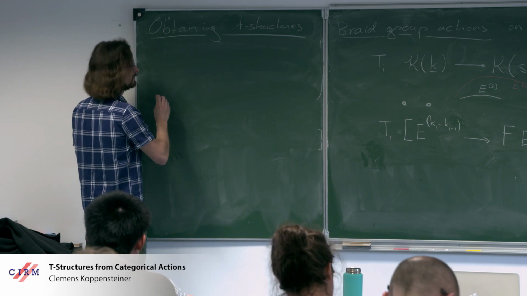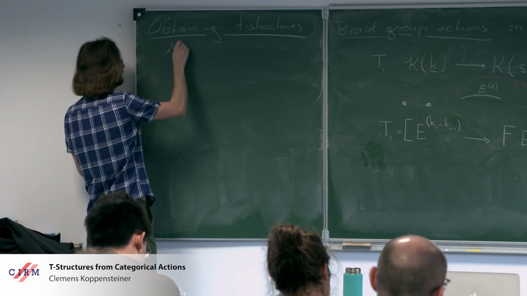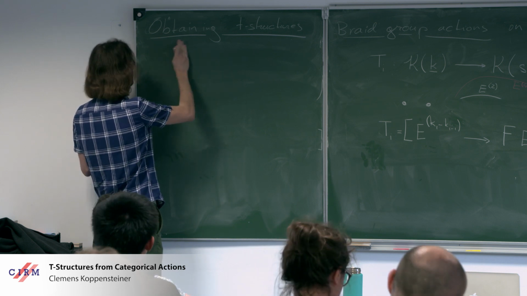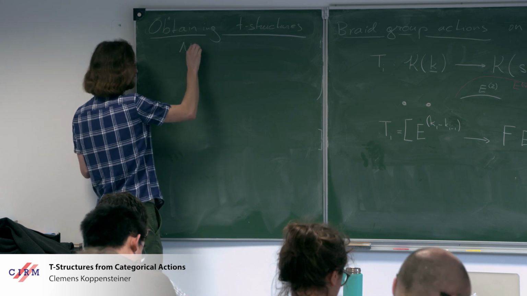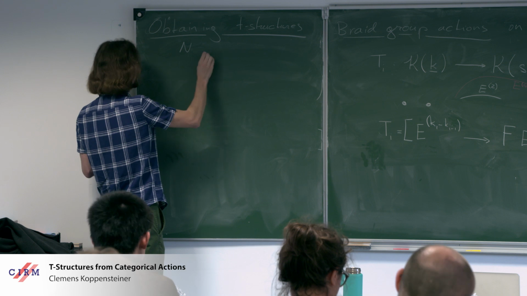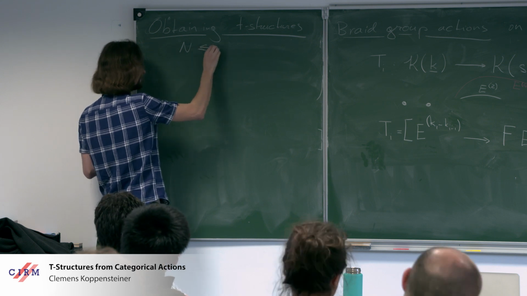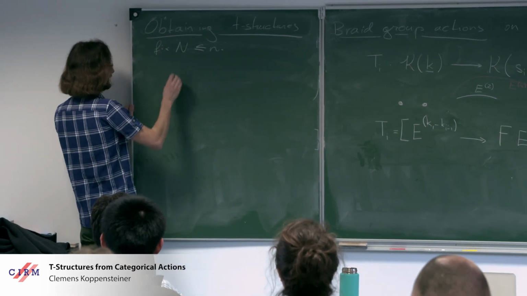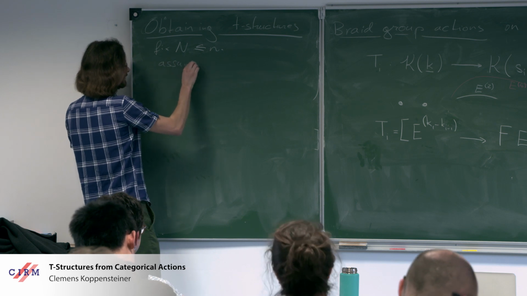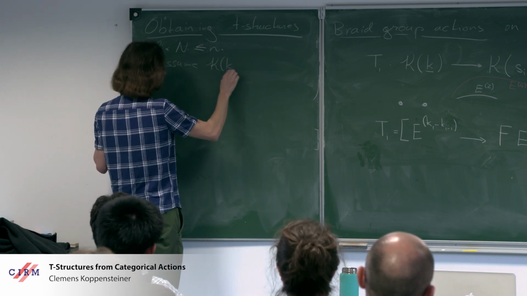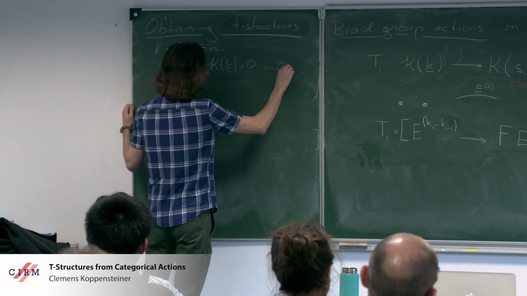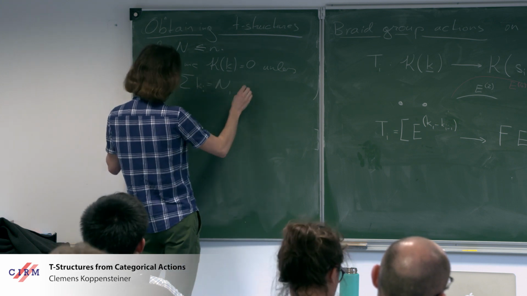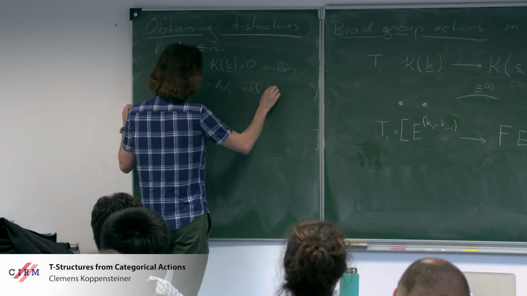And to specify, I'll fix n smaller or equal to n. Sorry. Fix this thing and assume k of k is 0 unless the sum of the ki is equal to n and all ki are positive.